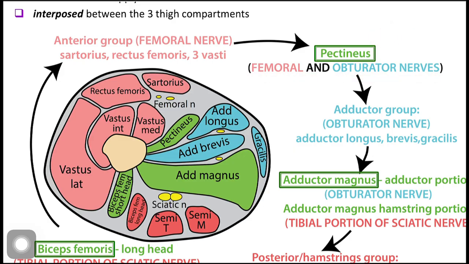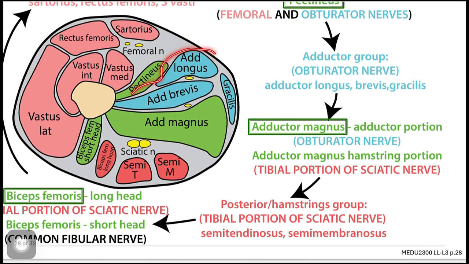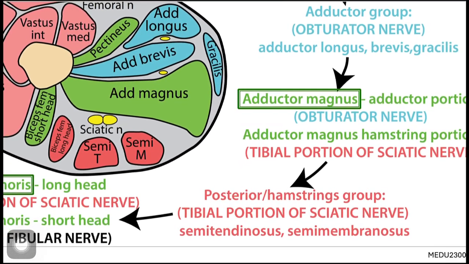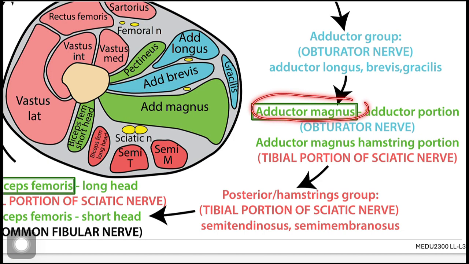And then down to the medial group, very medial, they are all supplied by the obturator nerve. Is there any outlier? Yes, the big brother here, the adductor magnus. Remember the adductor magnus has two parts, the adductor part as well as the hamstring part. The adductor portion is of course innervated by the obturator nerve. But the hamstring part receives the tibial portion of the sciatic nerve.